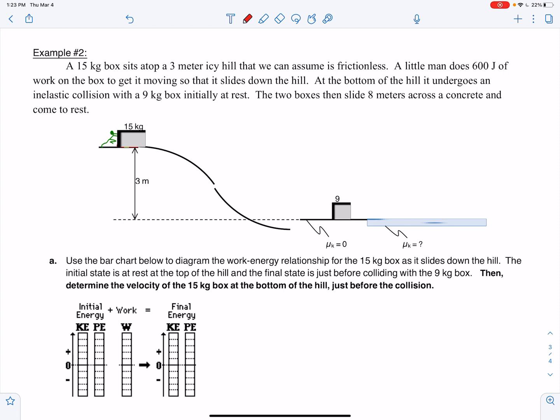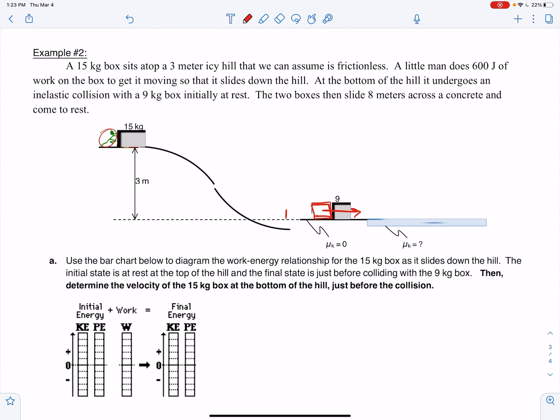And then a little man does 600 joules of work. Here's that little man on the box to get it moving so that it slides down the hill. So it's eventually going to end up down here at the bottom of the hill. At the bottom of the hill, it undergoes an inelastic collision with a 9 kilogram box. So eventually that box slides here and it hits it.